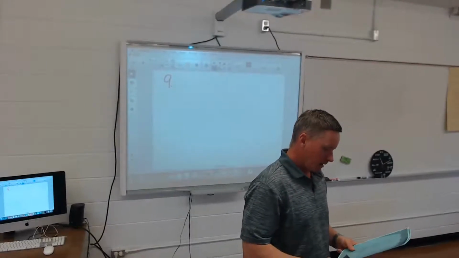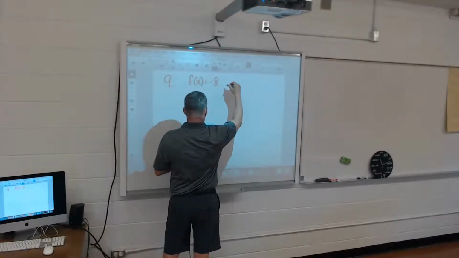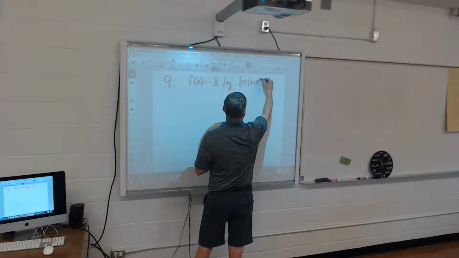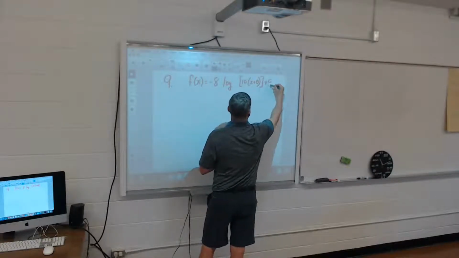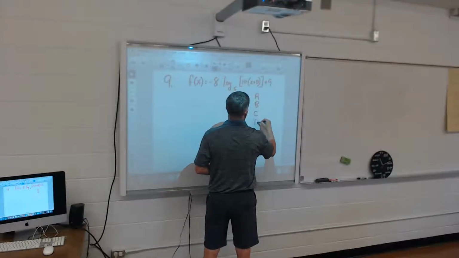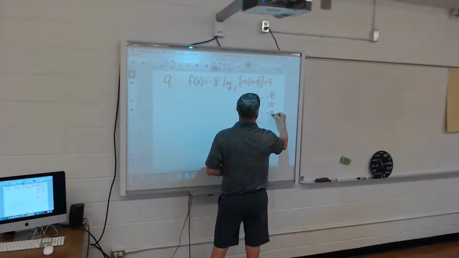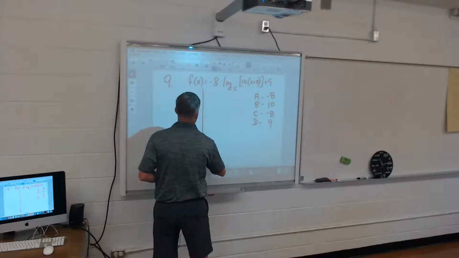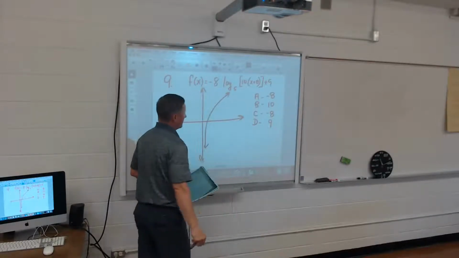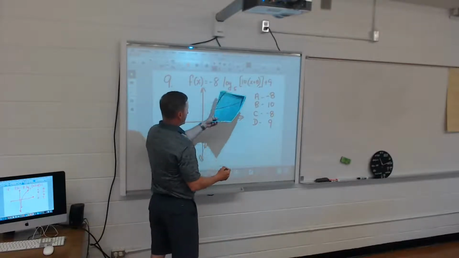Okay, number 9. The range for the following. So I've got f of x. All right. So if I were to fill in A, B, C, and D, so A is -8, B is 10, C is -8, D is 9. And let's just focus on one thing right now. That's the log of this graph right here. Okay? So the log of x to the base 5 would be this graph right here.